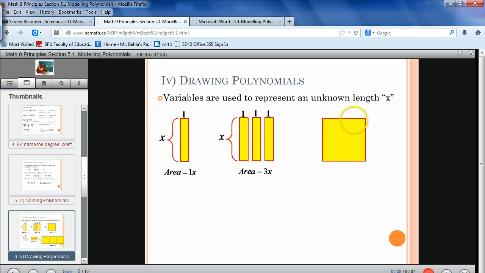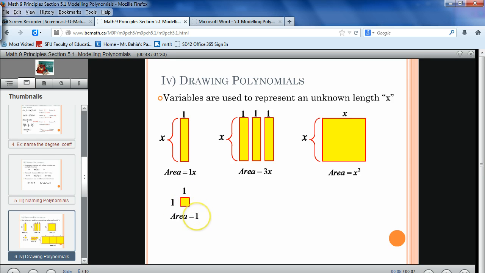Now, if you've got a square like this, we call that an x length times an x length, and an x times an x, just like a 5 times a 5 is 5 squared, x times an x is x squared. So rectangles are just x's. The big square is an x squared. And the little squares are just individual constants.